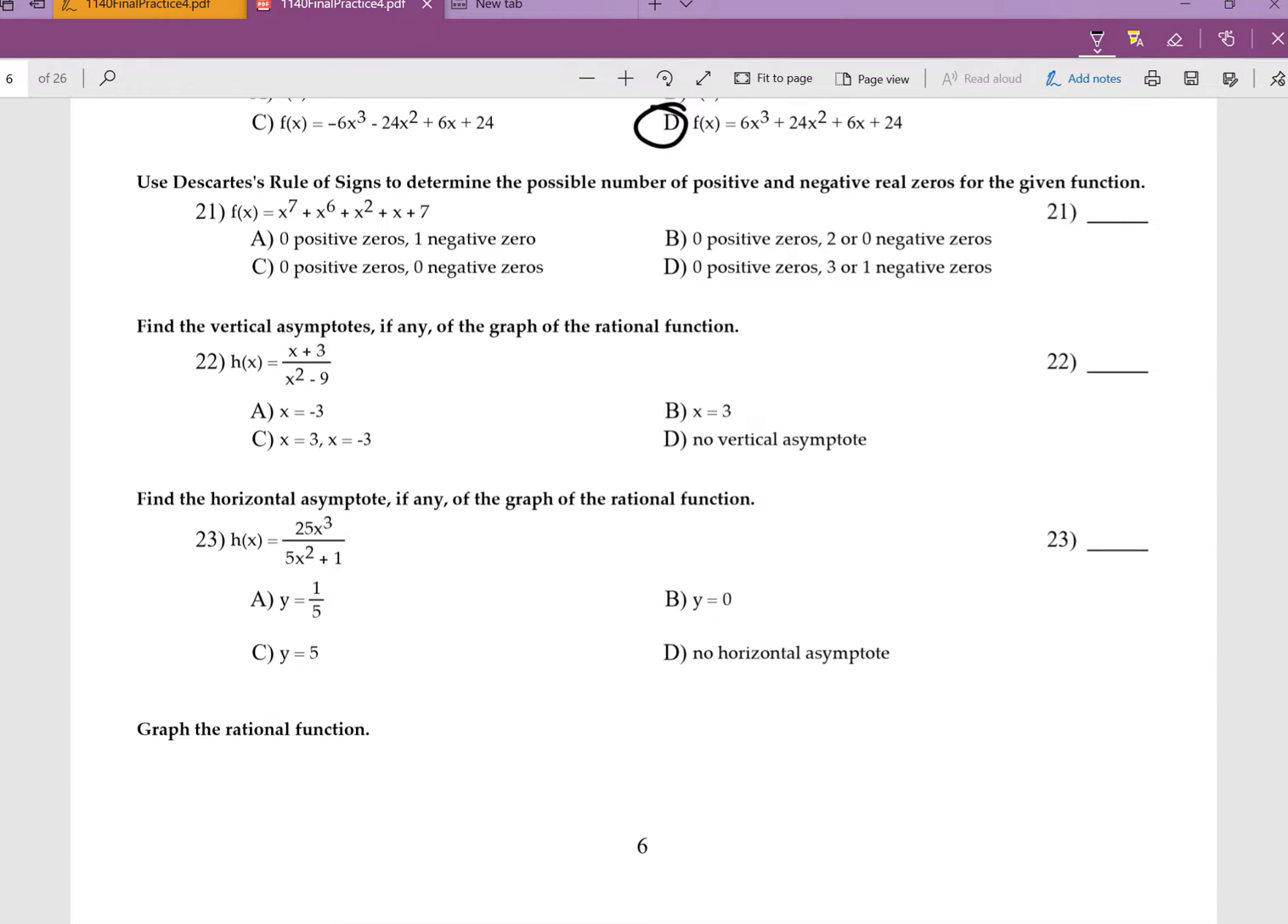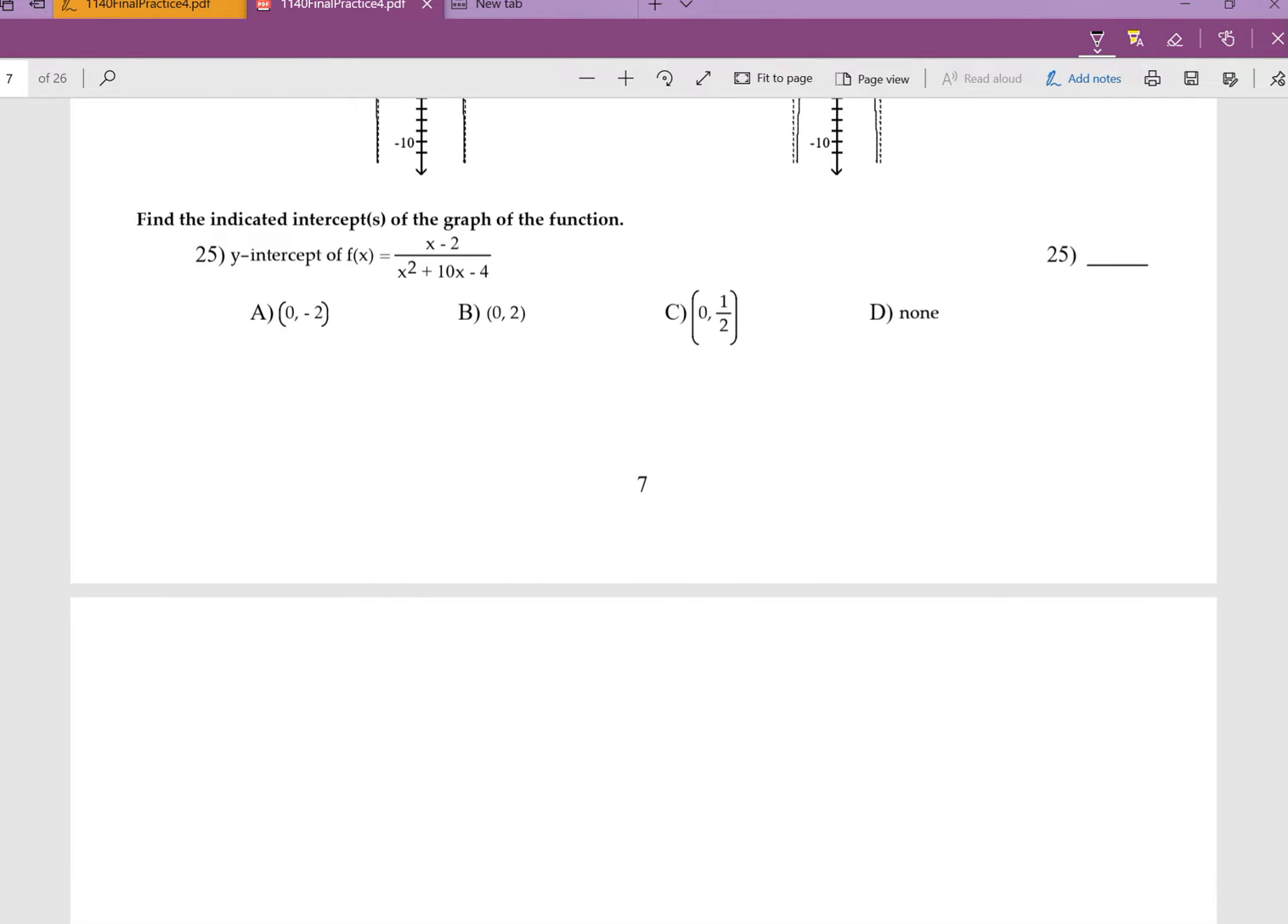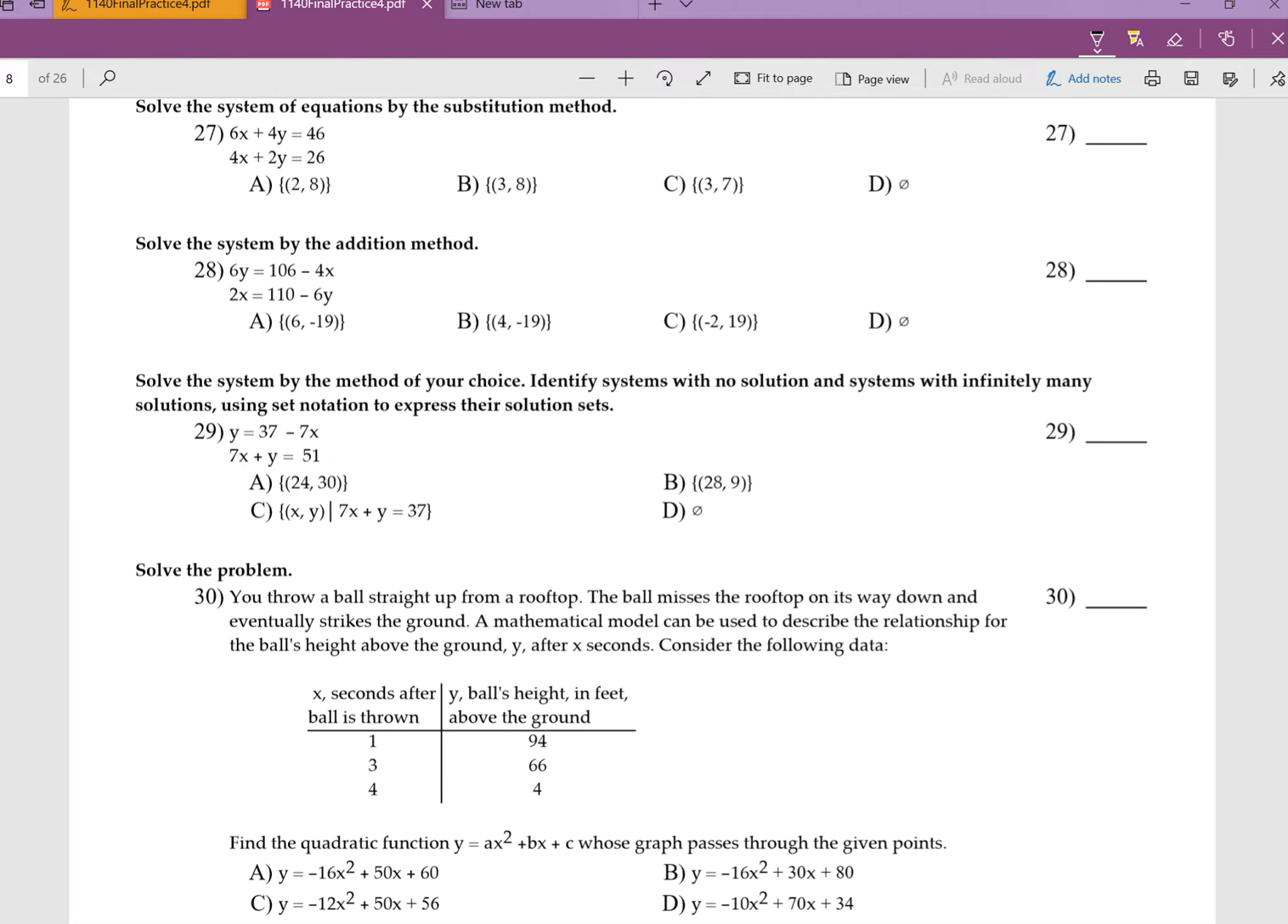No idea what's going on here. Fine. Sorry. Technology does what it wants.